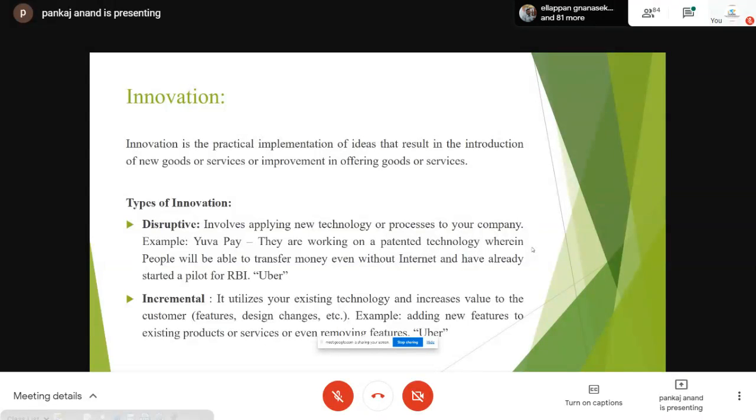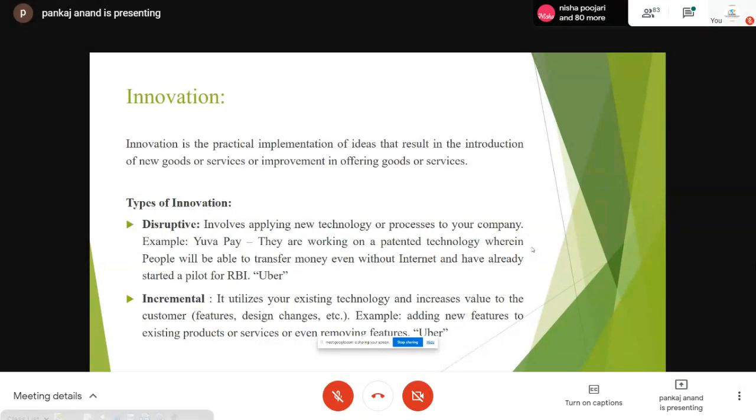But now, since Uber has come up, you just need to sit in the comfort of your home, open the Uber app on your mobile, and from there directly book a cab. That cab will come to your doorstep. This is a kind of disruptive innovation.